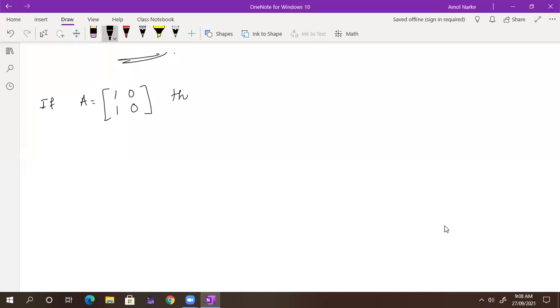Okay. If my A is equal to 1 0 1 0, then find A raised to 1000. Tell me, what is the value of A raised to 1000? We may ask you sometimes a 3 by 3 matrix. The procedure is the same. Whether it is feasible to everyone? Yes, sir. Tell me, what is A raised to 1000?